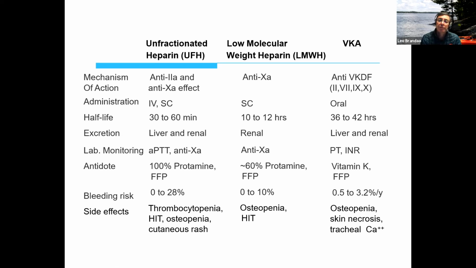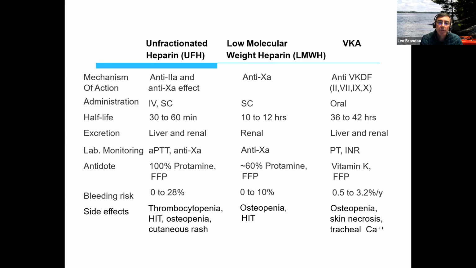So for unfractionated heparin, I hope I've shown to you that it inhibits activated factors 2 and 10, and therefore we can use either the PTT or APTT or anti-10A assay to monitor it.